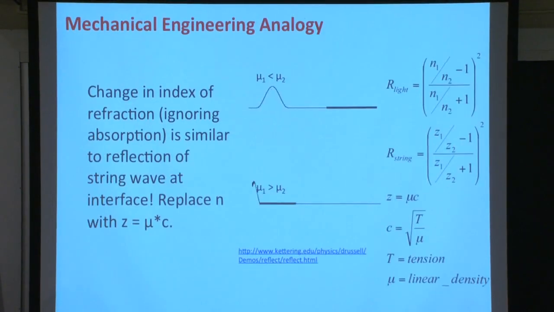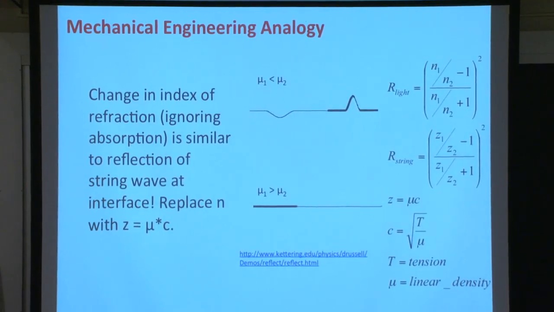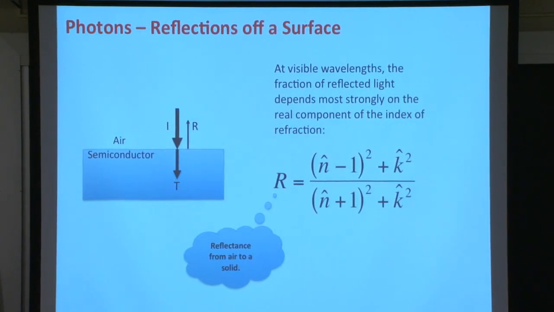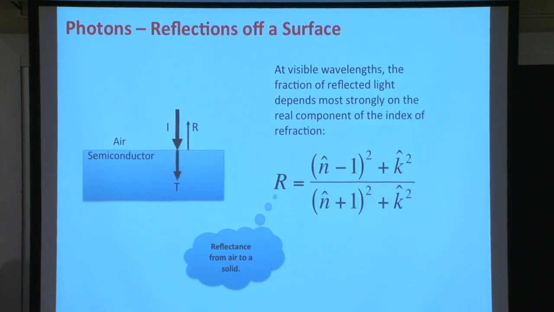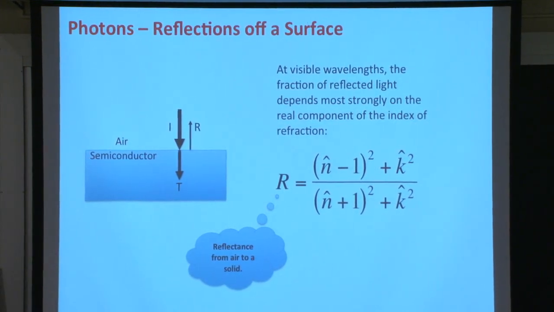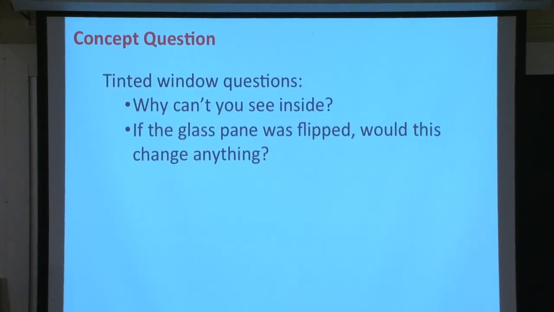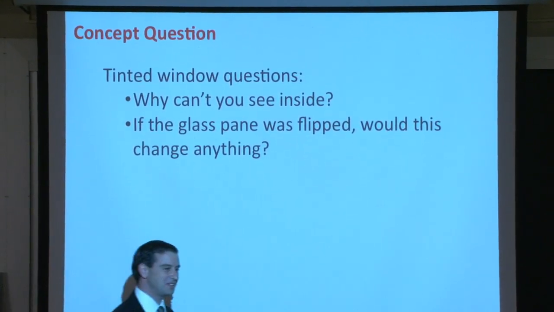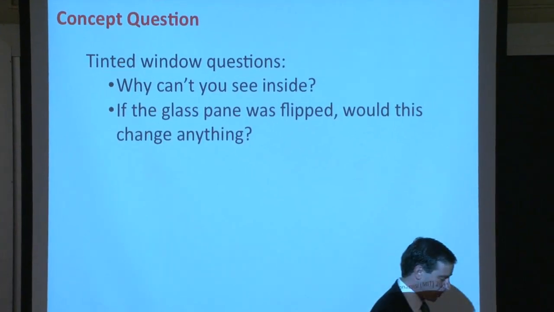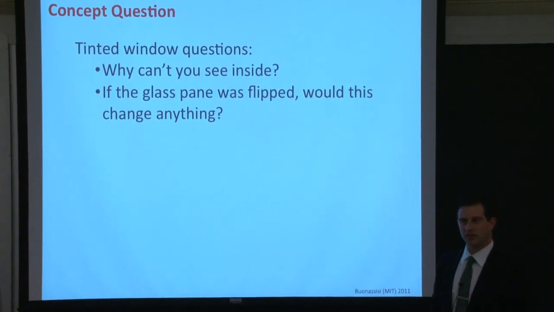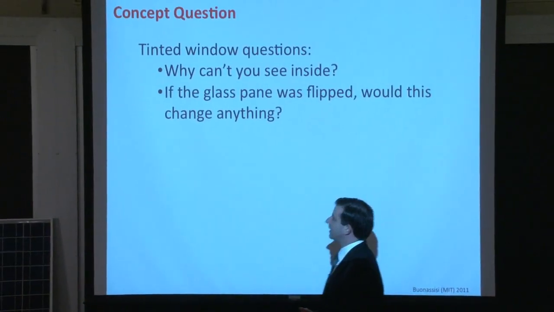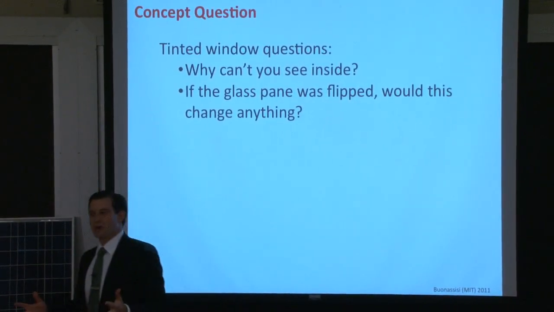So I'm going to ask you a couple of questions. This might be rather new for a lot of folks, but the purpose of asking these questions is to get you thinking, and eventually we'll get to a point of heightened understanding as a result. Tinted windows. So if you have a tinted window, what is typically happening at that tinted window? Why can't you see inside? What do you imagine is going on?